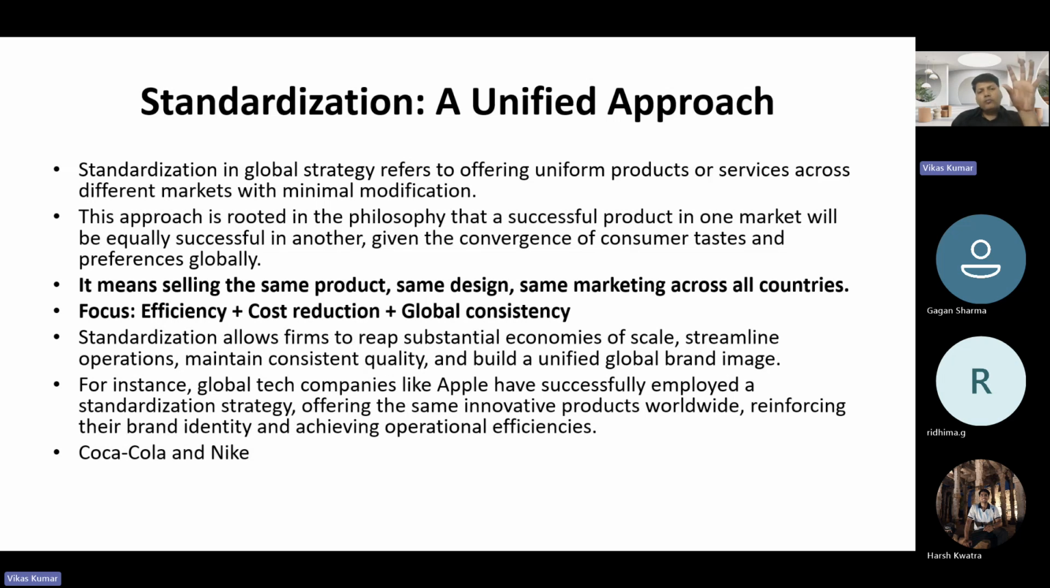So all of these lead to standardization, which is a unified approach. This also allows firms to reap substantial economies of scale, streamline operations, maintain consistent quality, and build a unified global brand image. Like I have discussed already, Apple, Coca-Cola and Nike have successfully employed a standardization strategy, offering the same innovative product worldwide, reinforcing their brand identity and achieving operational efficiencies.